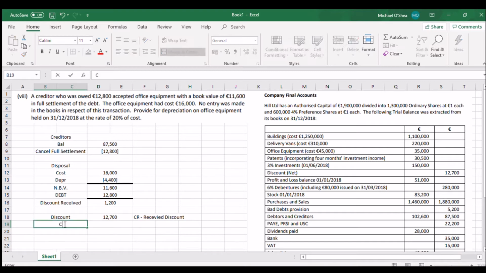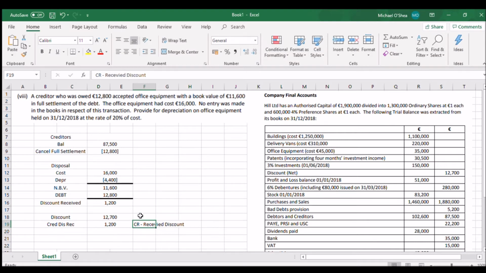So creditor, discount received, and the figure from above is 1,200. So also credit, let's put in the full credit discount received. So there's another one. I'm not going to total that up because there was more discount in the rest of the question. I'm just going to get rid of this for now, just to give me a little bit of room. The next one I'm going to do here, I'll just write in here CR, and write in here CR, just so we know that they're creditors, basically that they're income, because discount could be on either side. So both of those would be added up.